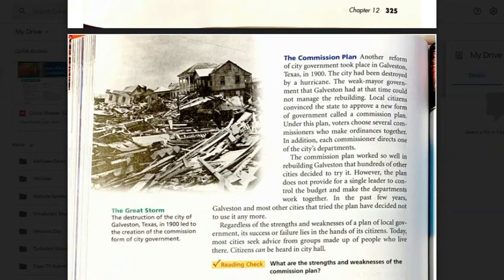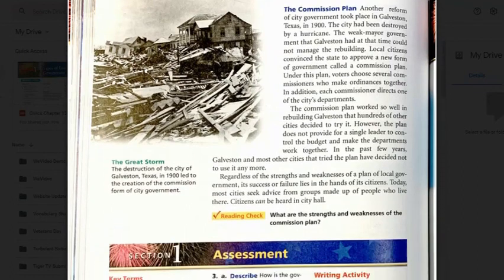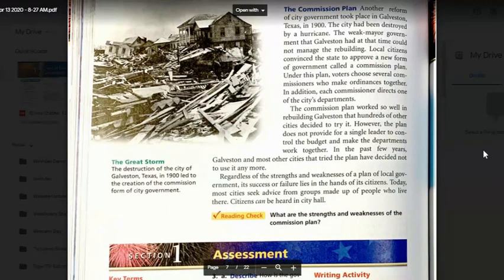The commission plan worked so well in rebuilding Galveston that hundreds of other cities decided to try it. However, the plan does not provide for a single leader to control the budget and make the departments work together. In the past few years, Galveston and most other cities that tried the plan have decided not to use it anymore. Regardless of the strengths and weaknesses of a plan of local government, its success or failure lies in the hands of the citizens. Today, most cities seek advice from groups made up of people who live there. Citizens can be heard in City Hall.